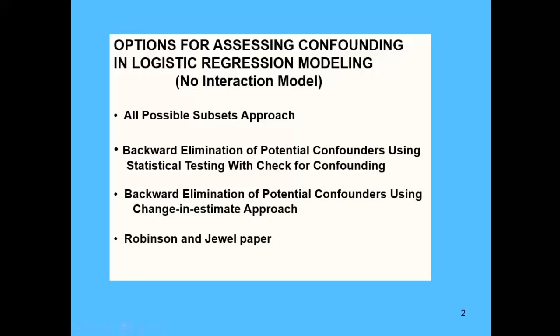And then there's a third approach called backward elimination of potential confounders using a change in estimate approach. This is a backwards approach. This is like starting with your gold standard model and dropping variables, but not using a statistical test to drop them. Drop variables according to some kind of change in estimate criteria. Okay, and I'll explain that.